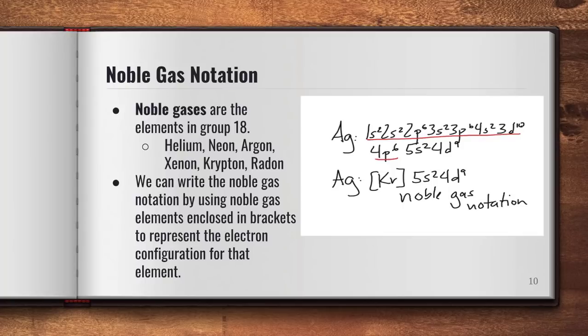is krypton, Kr. If I write krypton in brackets, that takes care of all of the electron configuration up to krypton. And then you would just continue on with whatever electron configuration you would need in order to get to silver. In this case, it would be 5s2 4d9. Okay? So the noble gas notation is a great way to essentially get this in some shorthand. So that way you're not writing out really, really long electron configurations.